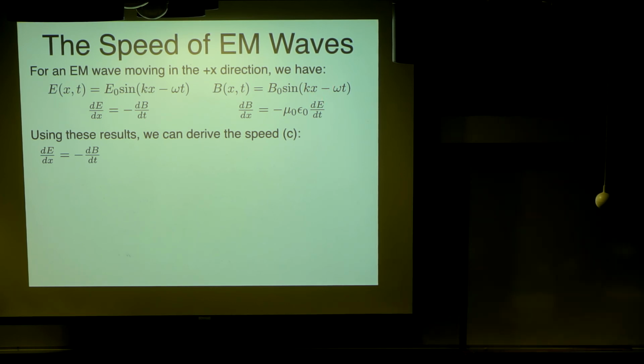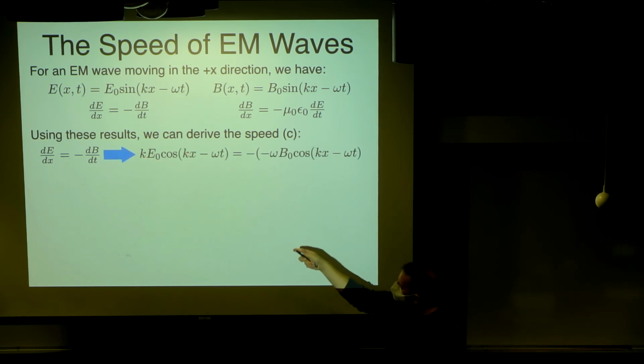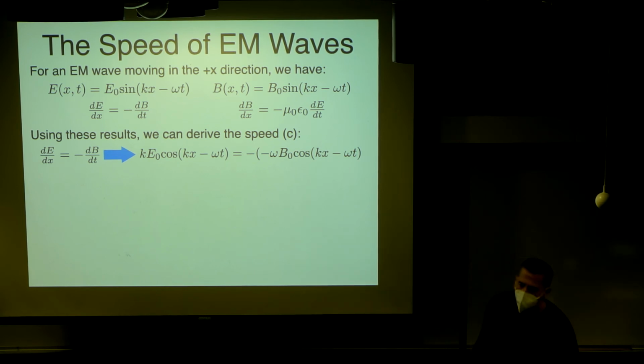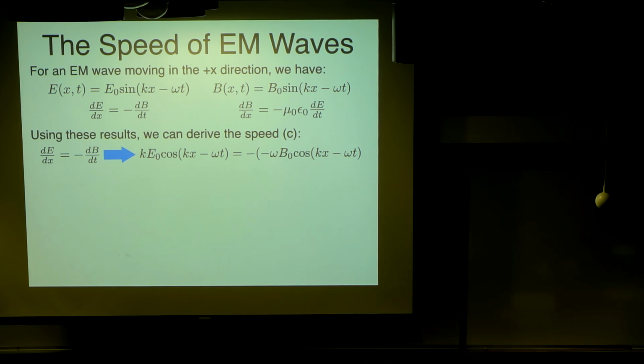So here's that all put together. This derivative was k E naught cosine, same stuff, right? This derivative, which already has a negative sign out front, is negative omega times B naught times cosine of all that stuff there, okay? This becomes really simple, right? Because what can I do? I can cancel out cosine(kx minus omega t) here and here. So all that goes away. We're just dealing with some constants now. Let's regroup. I can write this as E naught over B naught equals omega over k. Do we agree?